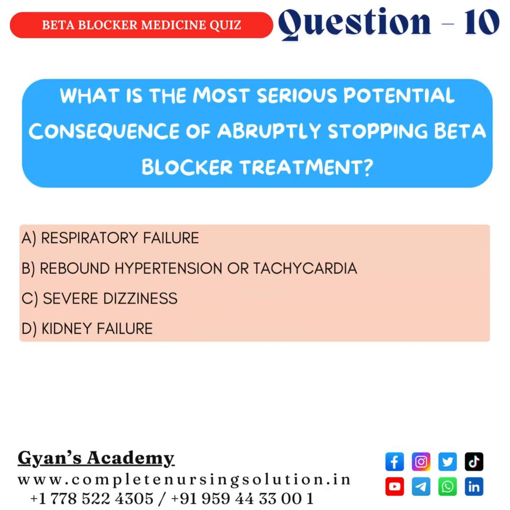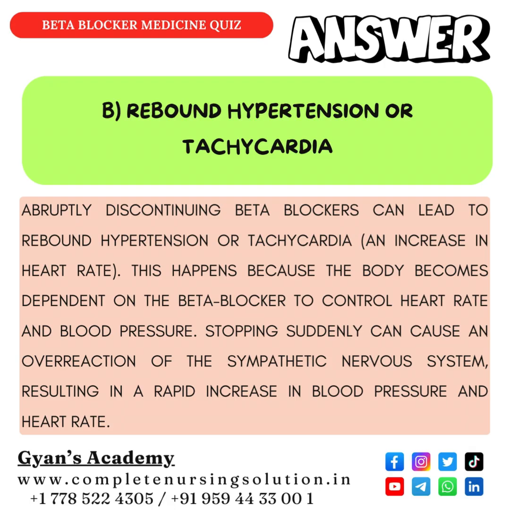What is the most serious potential consequence of abruptly stopping beta blocker treatment? Option A. Respiratory failure. Option B. Rebound hypertension or tachycardia. Option C. Severe dizziness. Option D. Kidney failure. Answer. Option B. Rebound hypertension or tachycardia.